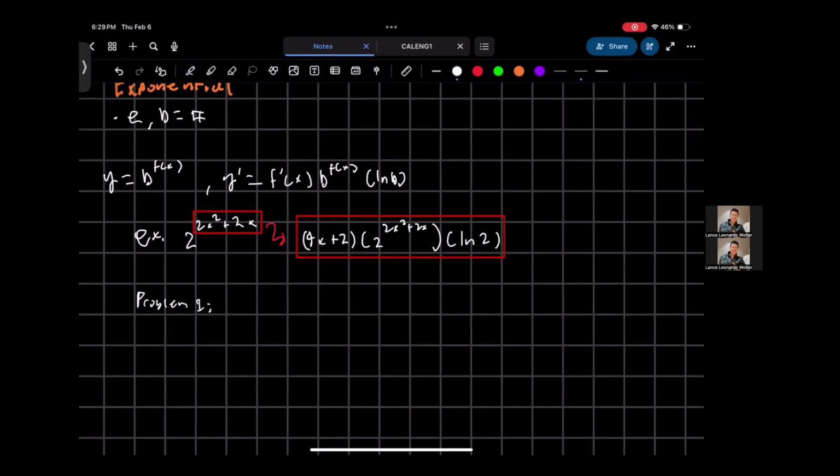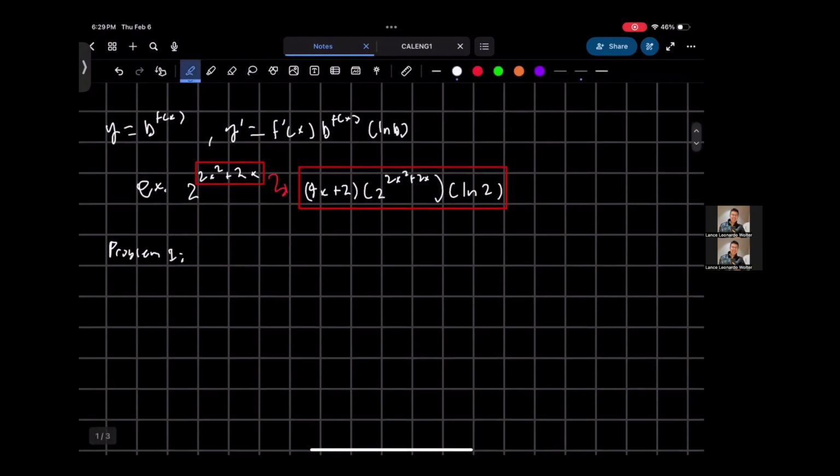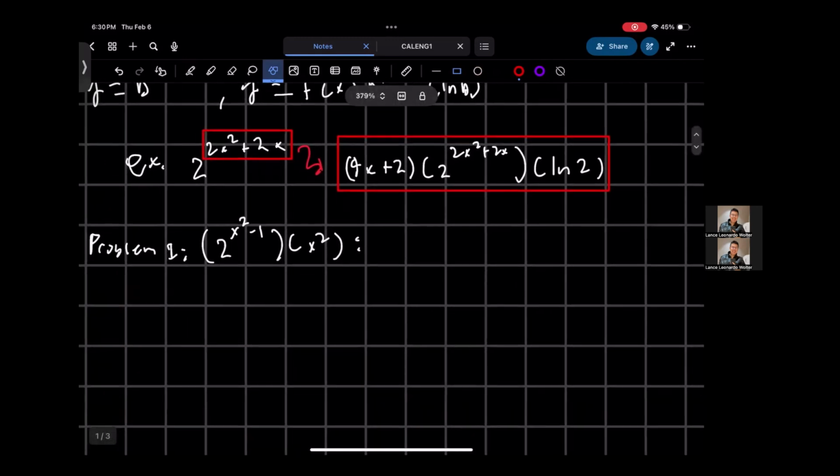Now let's have a practice problem, Problem 1. Let's get the derivative of 2 raised to x squared minus 1, times x squared. Right off the bat, you can see that we have to do our product rule. As I mentioned, I'm not going to explain how you do that, so let's get right to it.